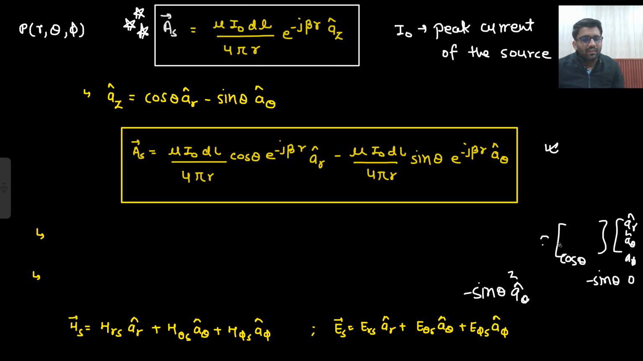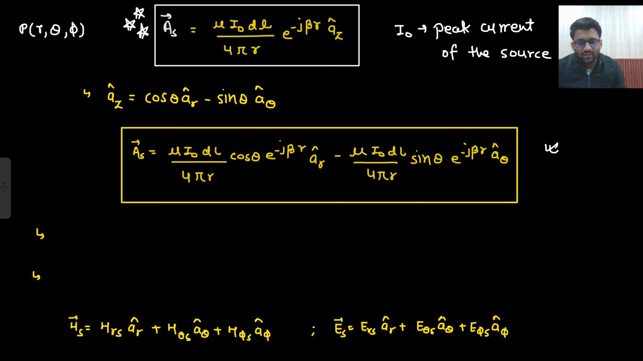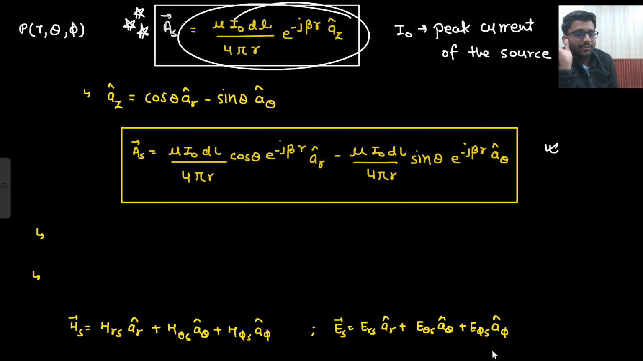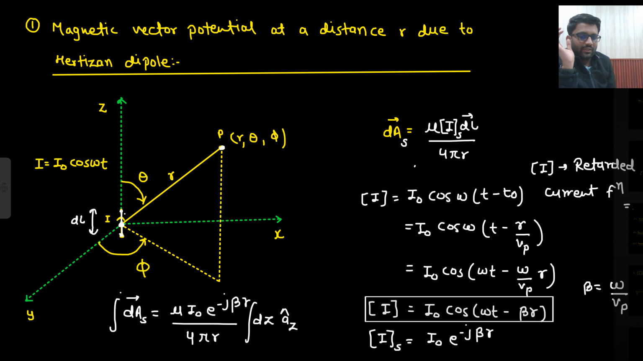So in the examination, I think if they are asking the magnetic vector potential, they can ask in the direction of Z as well, or they can ask in the direction of R and theta as well. Will you be able to write it down? Yes, very easily. Directly I can write down this expression. I don't need to do all these calculations.